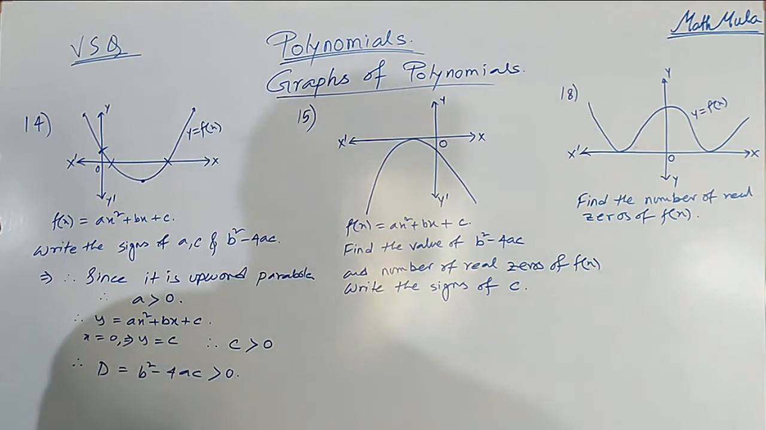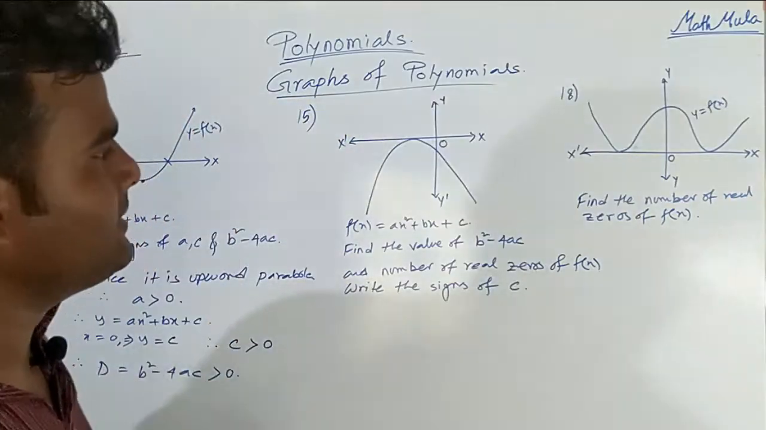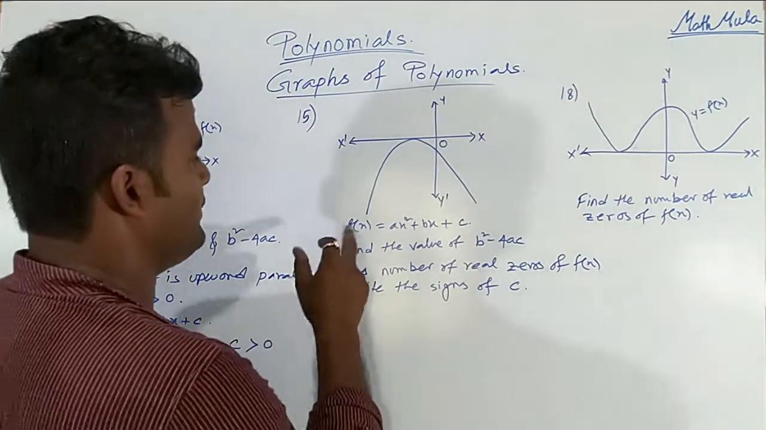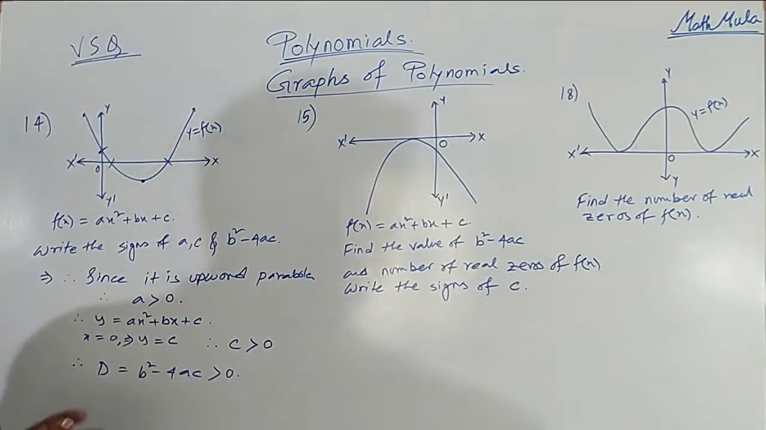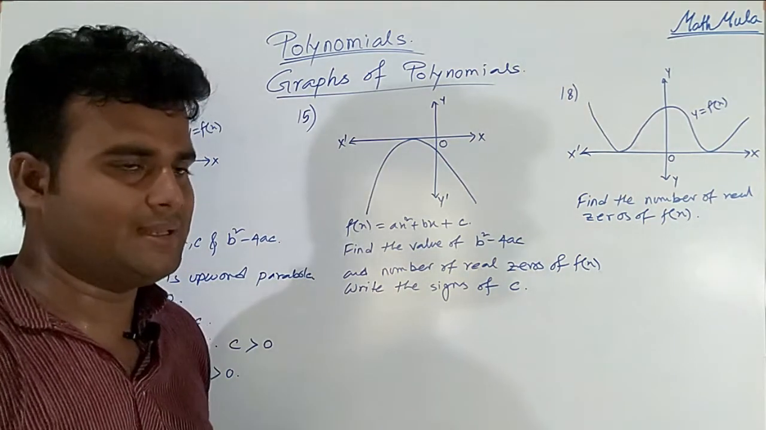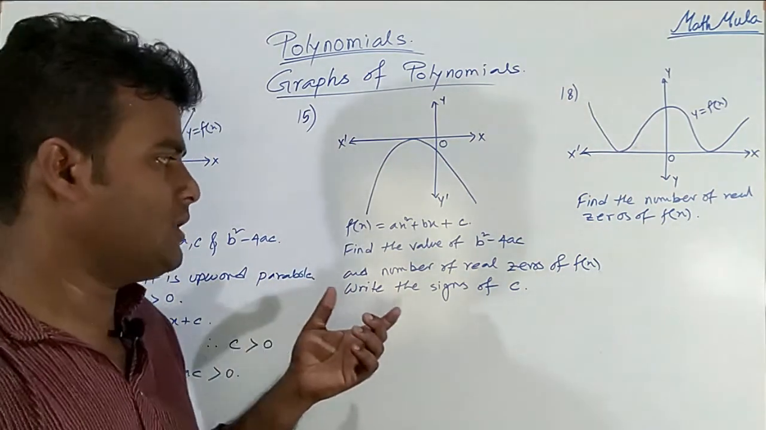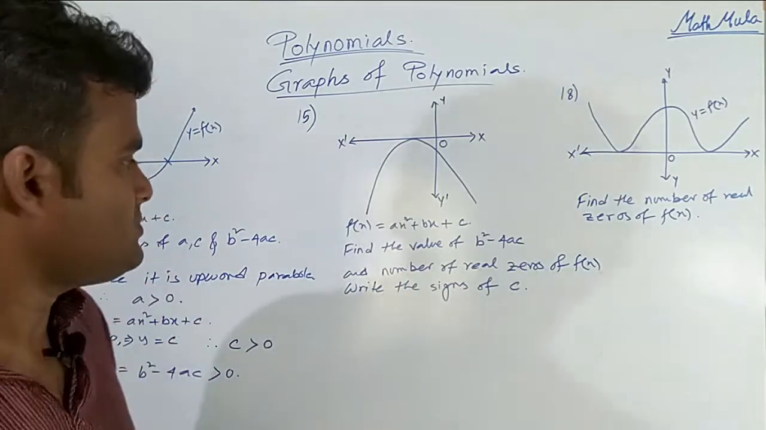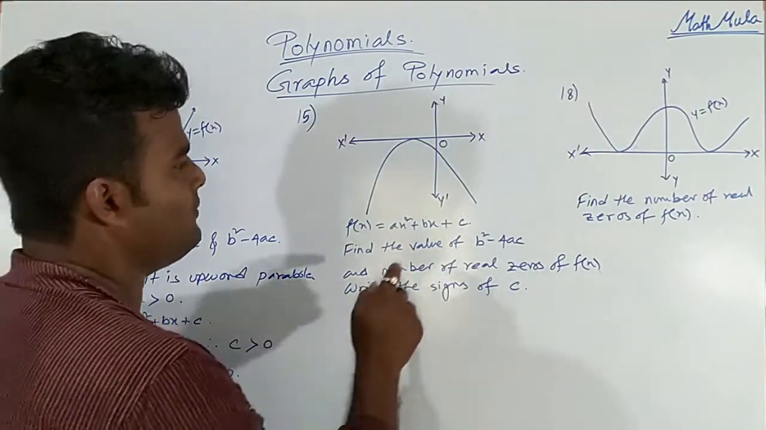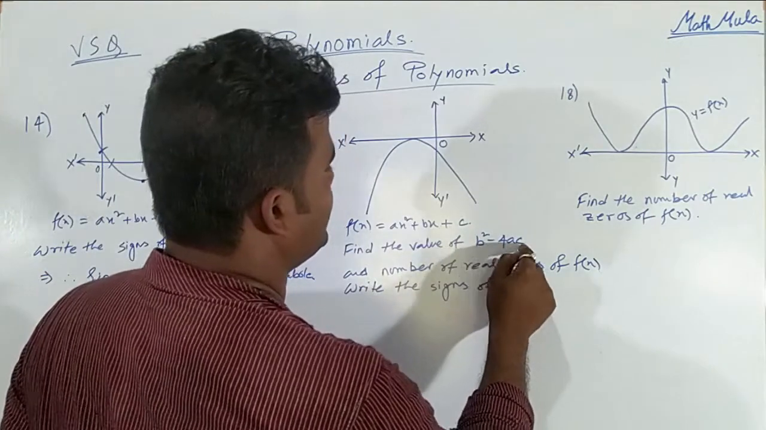Now go to sum number 15. This is the given curve f of x equals ax square plus bx plus c. Find the value of b square minus 4ac and the number of real zeros of f of x and write the sign of c. So first we have to find out the value of b square minus 4ac.